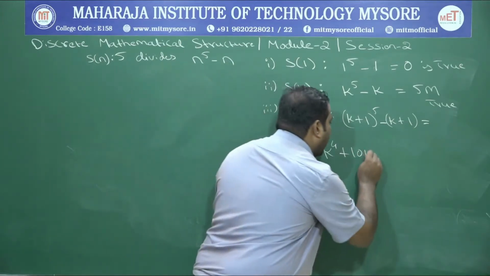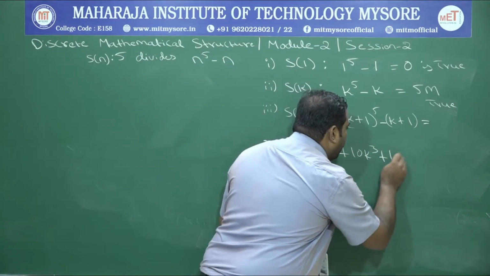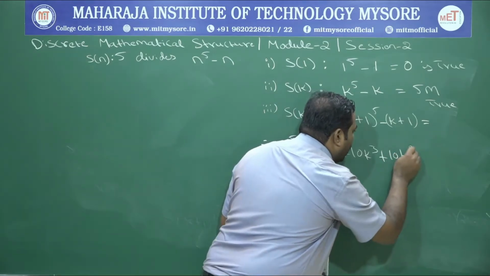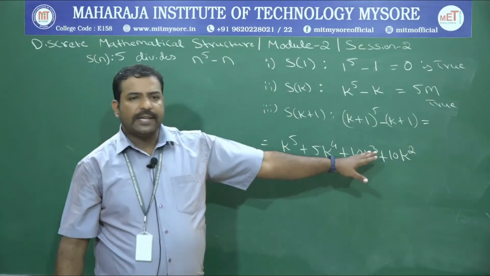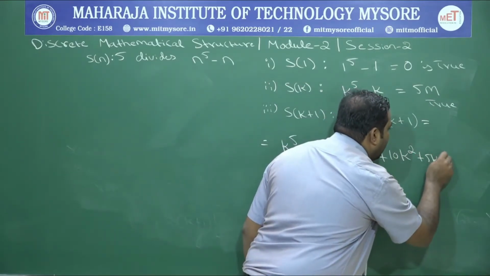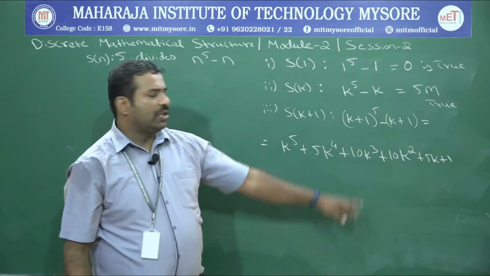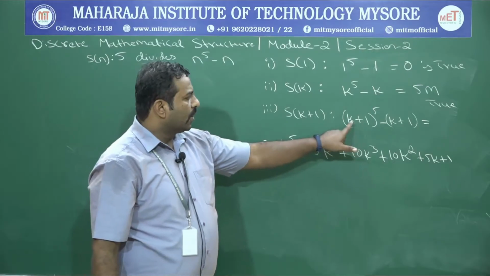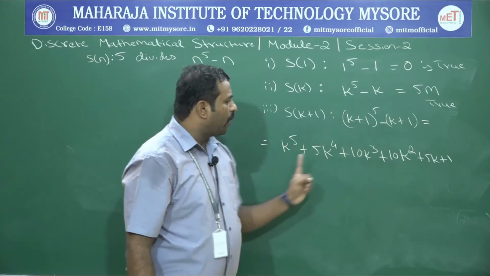Plus 10k to the power of 3 plus 10k to the power of 2, and I'm going to have plus 5k plus 1. So (k plus 1) whole to the power of 5.